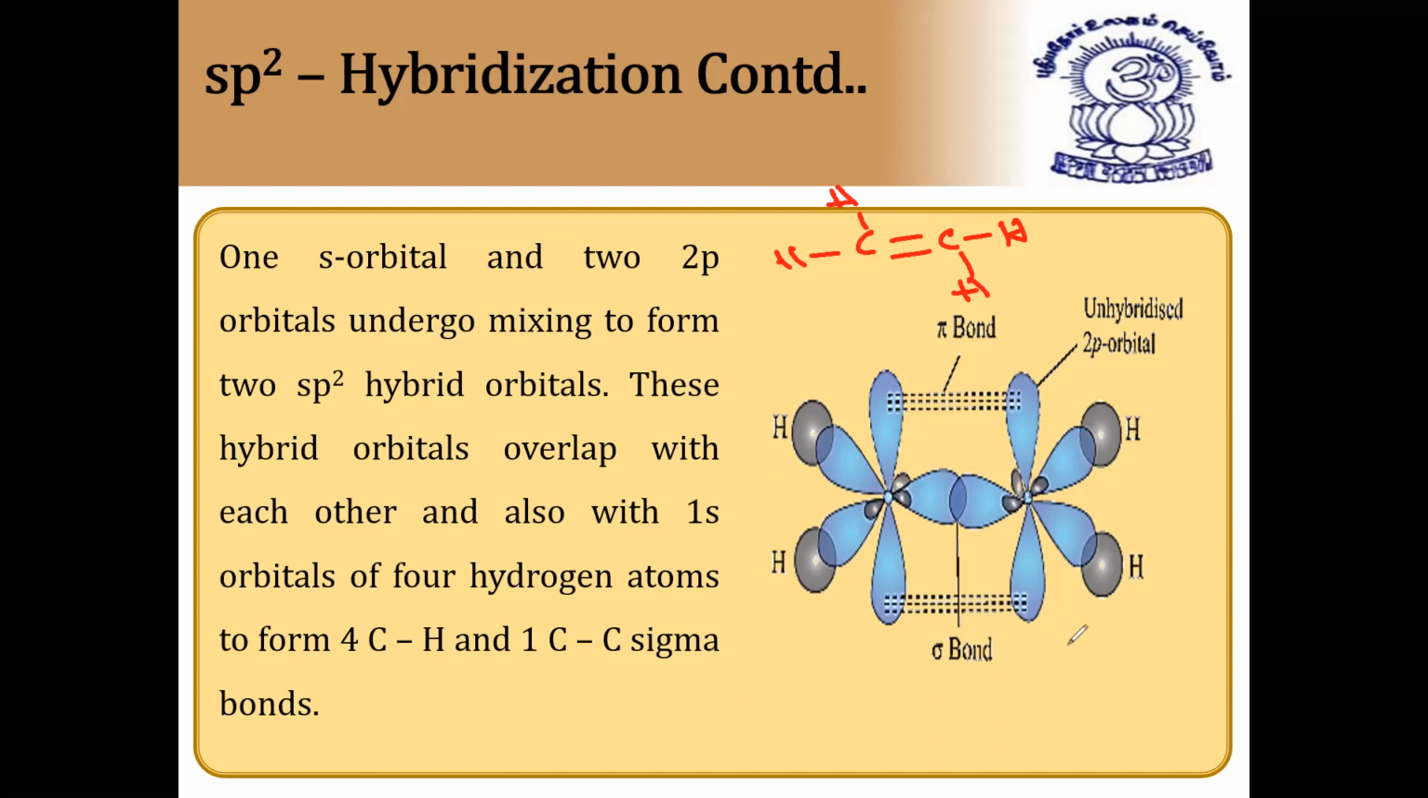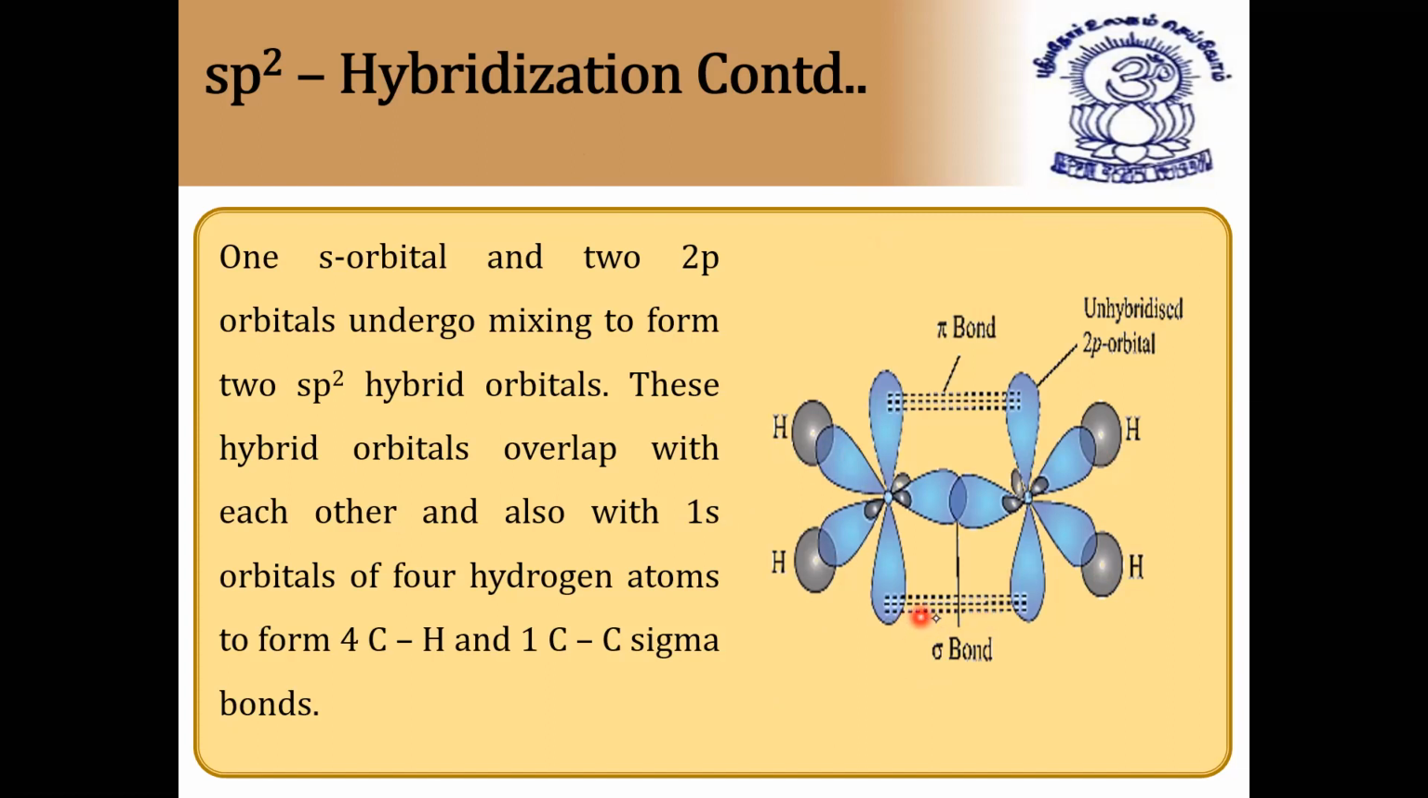On the whole, how many sigma bonds and how many pi bonds? You can see four C-H bonds and one C-C sigma bond. So total 4 sigma bonds plus 1, total 5 sigma bonds and 1 pi bond. So the number of sigma bonds and pi bonds in ethene is 5 sigma and 1 pi bond. I hope it is clear. So this is called the formation of the ethene molecule, C2H4.